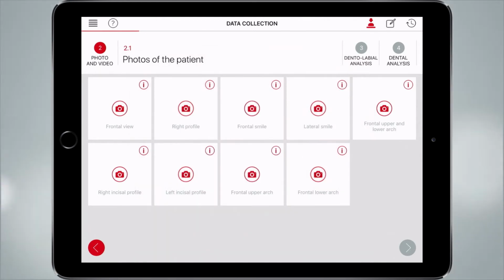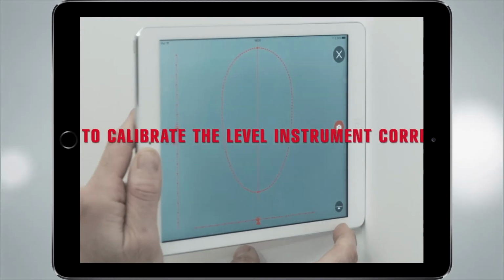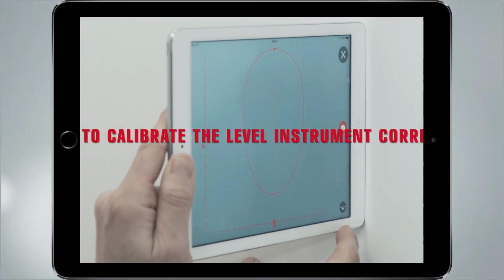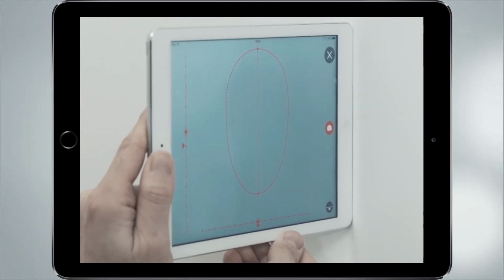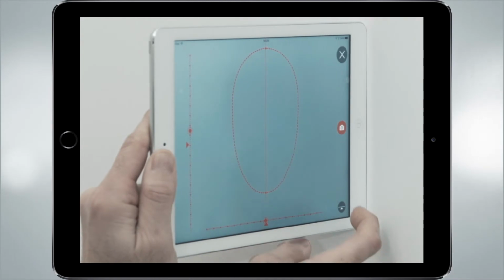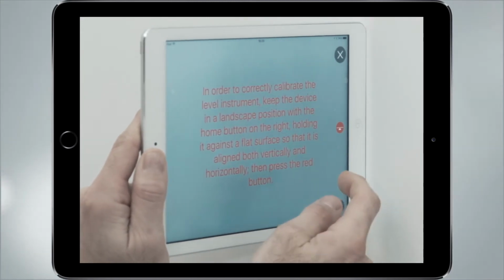All this information is needed by the clinician. All these pictures are needed for the clinician. So we can take a picture directly with the iPad. You see that there is also a mask that you can use. You can calibrate, first of all, the iPad to be sure that it will be perfectly calibrated, actually. And at this point, you can start to take the picture.